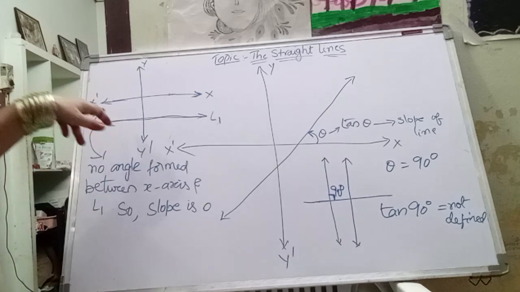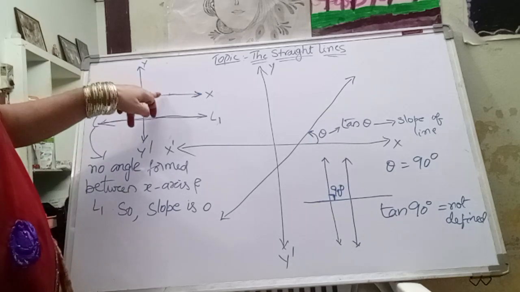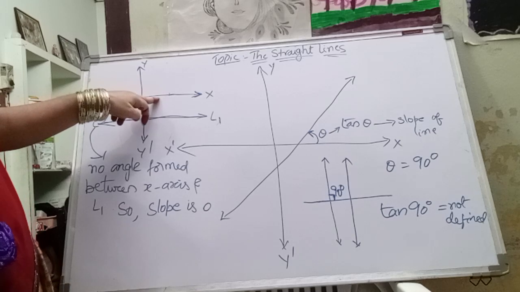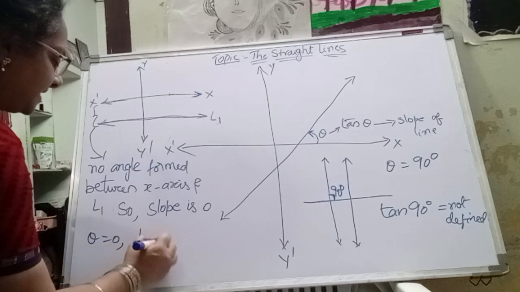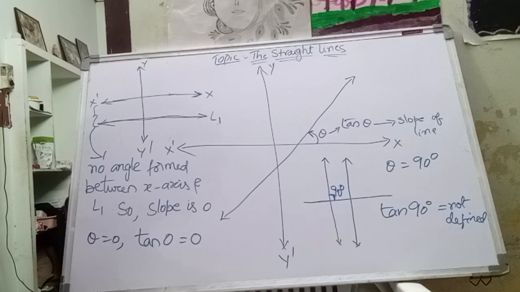If a line is drawn parallel to the x-axis, then it won't make any angle with the x-axis. So the angle theta equals 0. So tan theta, that is tan 0, equals 0.